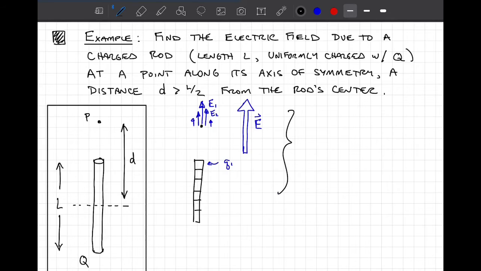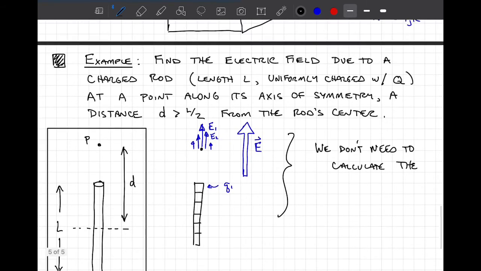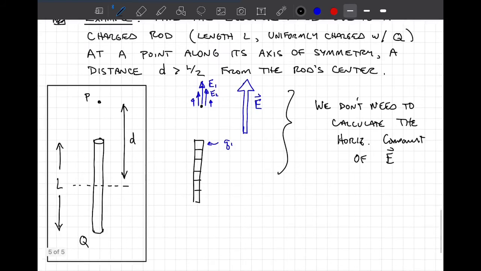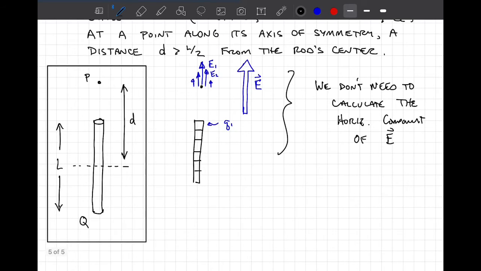So what that means is we don't need to calculate the horizontal component of E. So if we draw an x and a y axis, we don't need to find Ex, we only need to find Ey, and the magnitude of Ey, or the absolute value of Ey, will be the magnitude of the electric field vector, and we know that it points up. So a little bit of qualitative analysis.